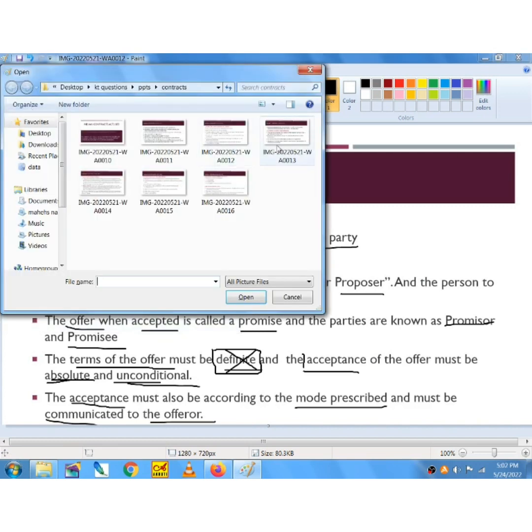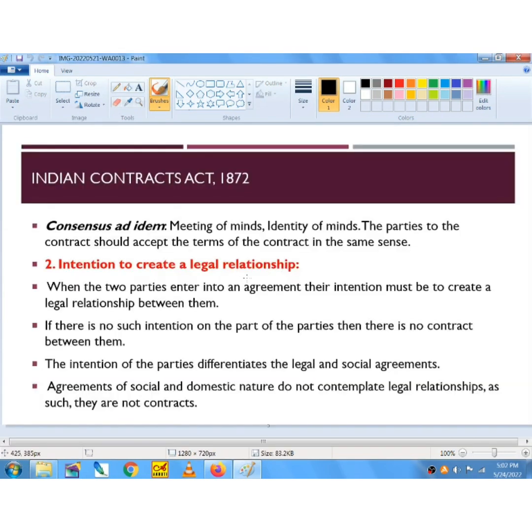Next we move on to the second essential. But before that we have a Latin maxim, consensus ad idem. This means meeting of the minds. The offeror and offeree, the parties to the offer, should accept the terms of the contract in the same sense. Like there must not be any differences or ambiguities between the two people. They must have the same sense. They must think about the same issue, the same thing.